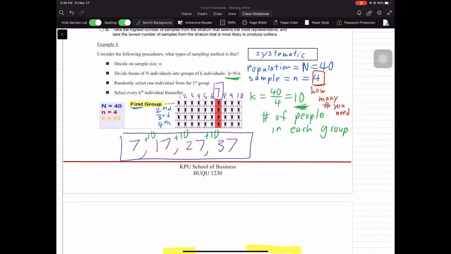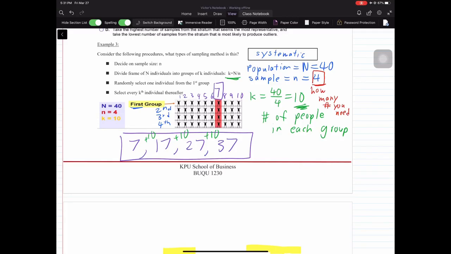That's why in the diagram you see there are 4 rows. The first row represents the first group, the second row represents the second group, the third row the third group, and the fourth row the fourth group. And again, the definition for systematic sampling is that we have a random starting point. So we're randomly selecting one individual from the first group. In this case, it's the 7th person. So that's our starting point.